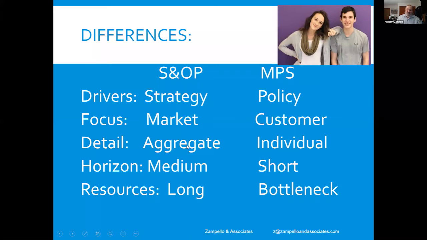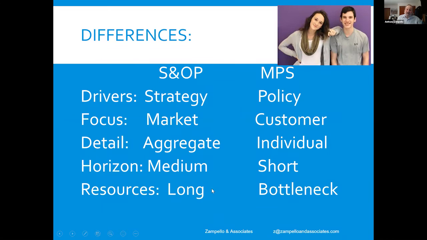Our detail in S&OP, because of our horizon being longer, is at the aggregate or family level, while the master schedule is now the individual. That's where we have the mix. S&OP has volume, master scheduling has mix. And therefore, the horizon for MPS is short compared to S&OP.